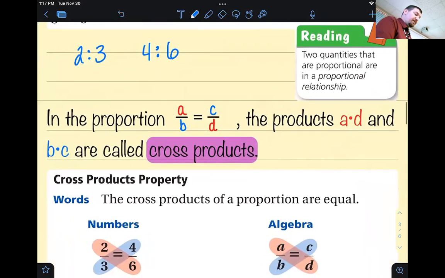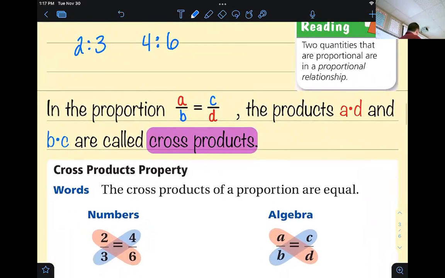So in a proportion, A over B equals C over D, the product A times D and the product B times C are always equal if it's a proportion. Meaning if the two ratios are equal, their cross products will always be equal. And if you do cross multiplication and you get two different products, then it never was a proportion. They weren't equal at all.